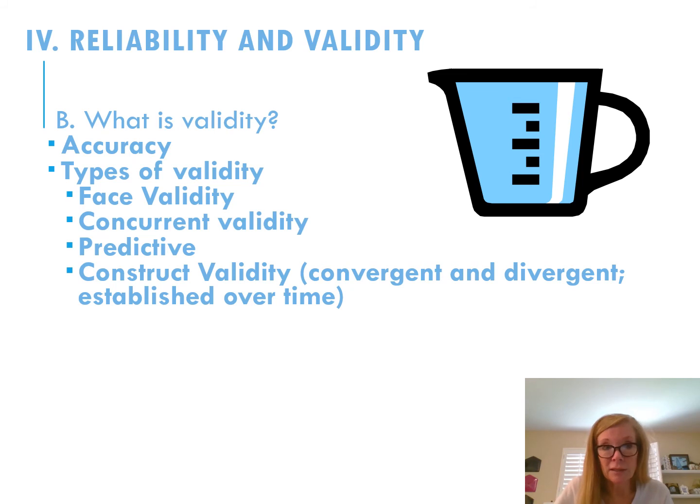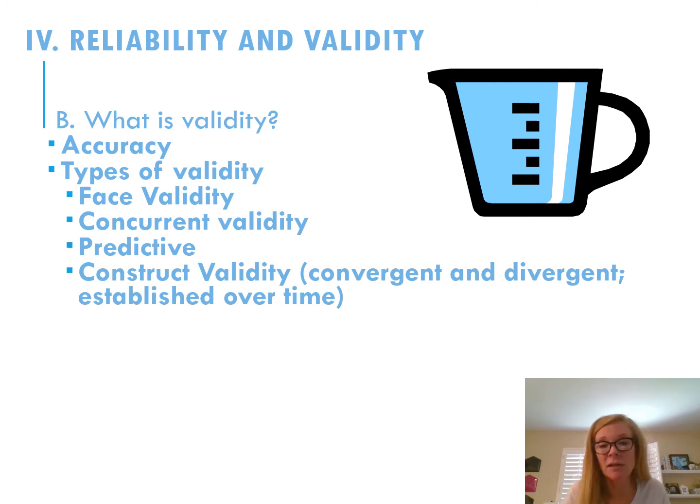Convergent validity is when you are wanting scores on measures to come together. So you want the correlation to be high. The two measures that you are using are measures designed to measure the same construct, but using different modalities.